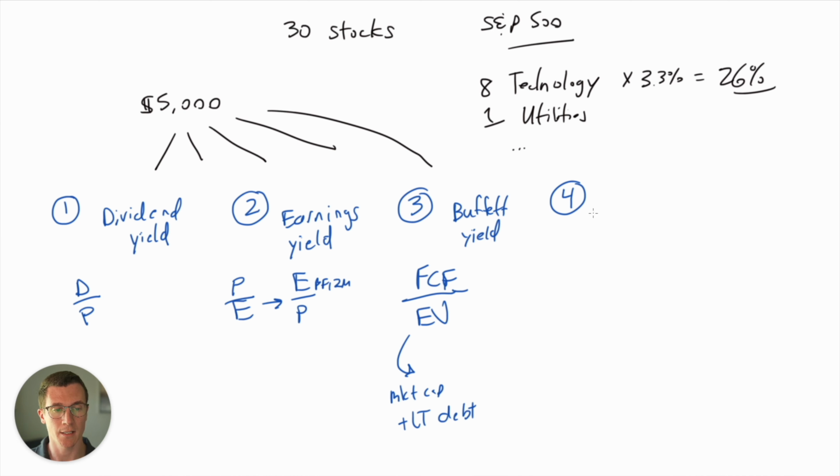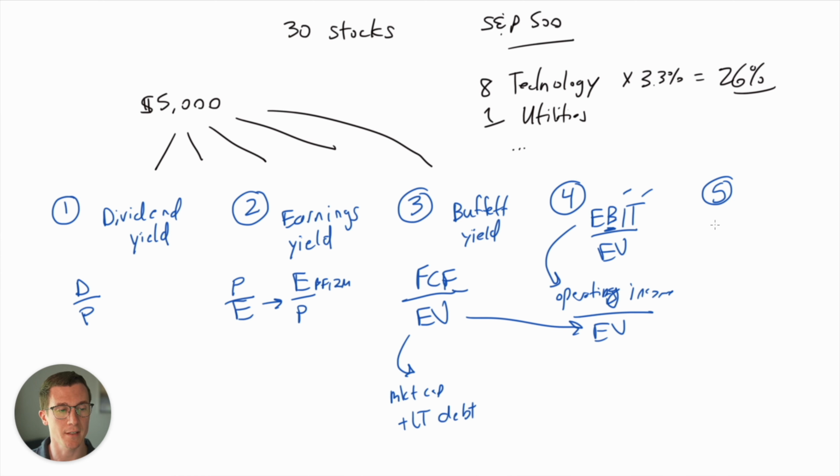Number 4 is EBIT divided by EV. And this EBIT is simply the operating income before interest and taxes. So it allows you to compare different businesses and different sectors a little easier. Operating income divided by this same enterprise value.